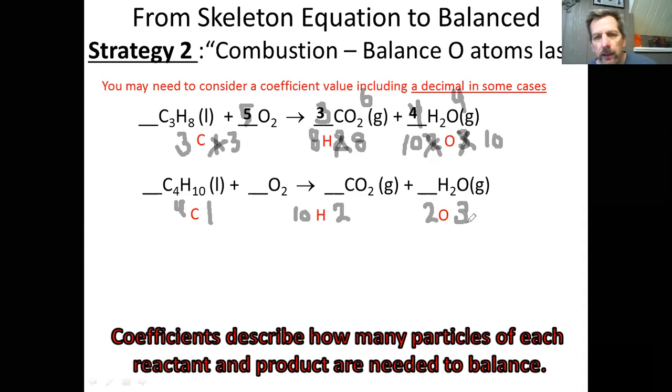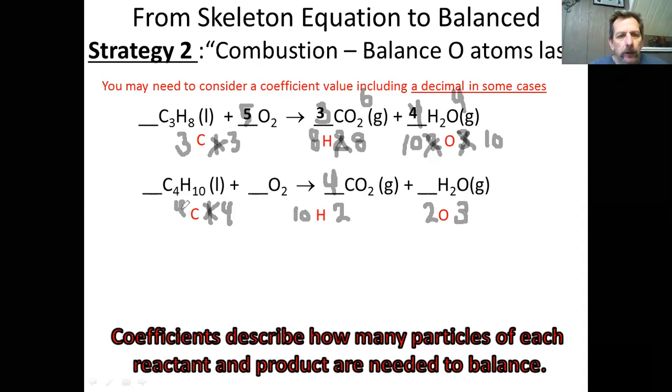Remember, the strategy is save oxygen atoms for the last thing to balance. So let's begin balancing our carbon. What we wish to do then is put a 4 here for carbon, because there was 1 carbon on the product side. We want to quadruple that amount. We want to make it 4. So a multiplier of 4 fixes carbon. Ignore what that does to oxygen. We're coming back to that later.